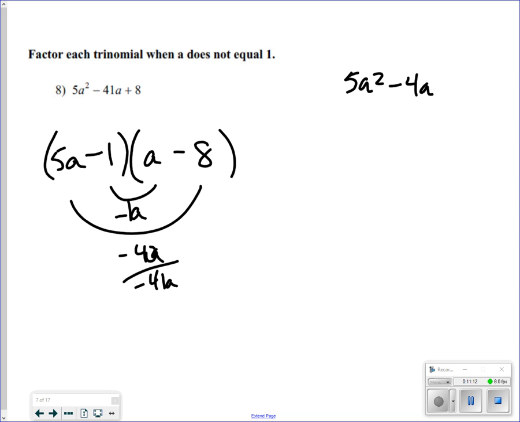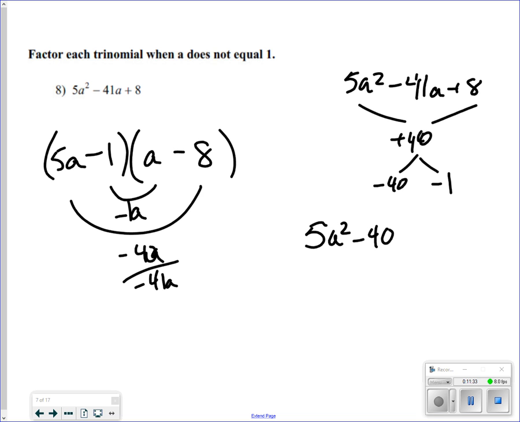Sorry, I didn't write that down correctly. 41a. So I multiply the outside two numbers together, I get 40. Factors of 40, that would get me 41. So negative 40 times negative 1. Rewrite the question.